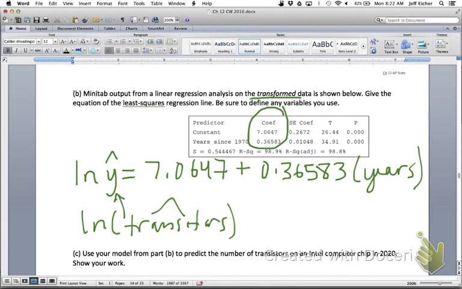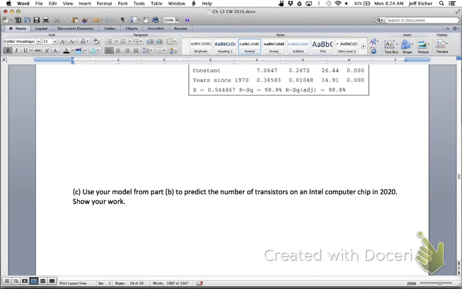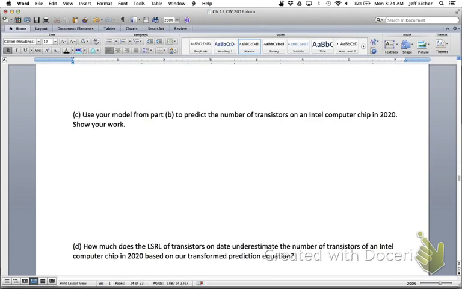So our years was years since 1970. So 2020 would be 2020 minus 1970, which is our explanatory variable. How many years since 1970? And that would be 50. So all that we have to do is plug in 50 into our transformed equation.